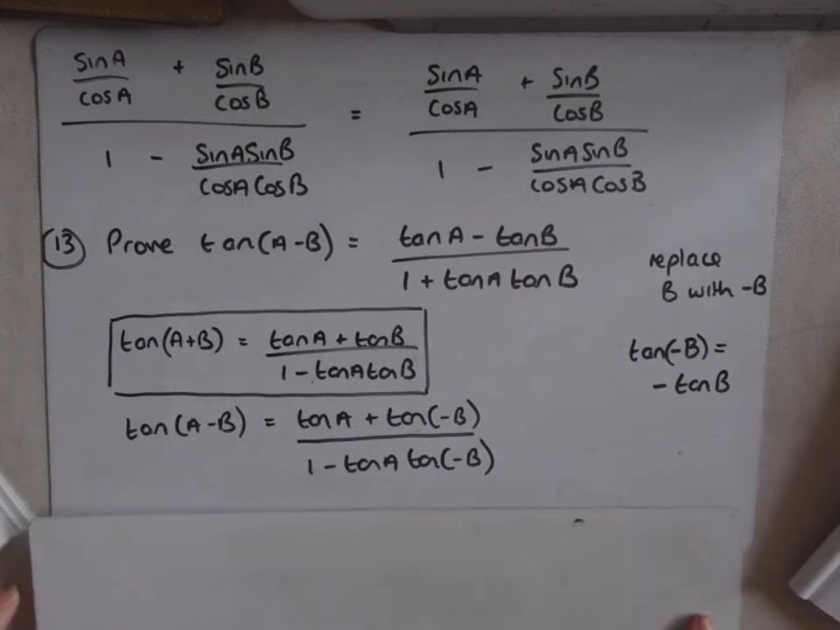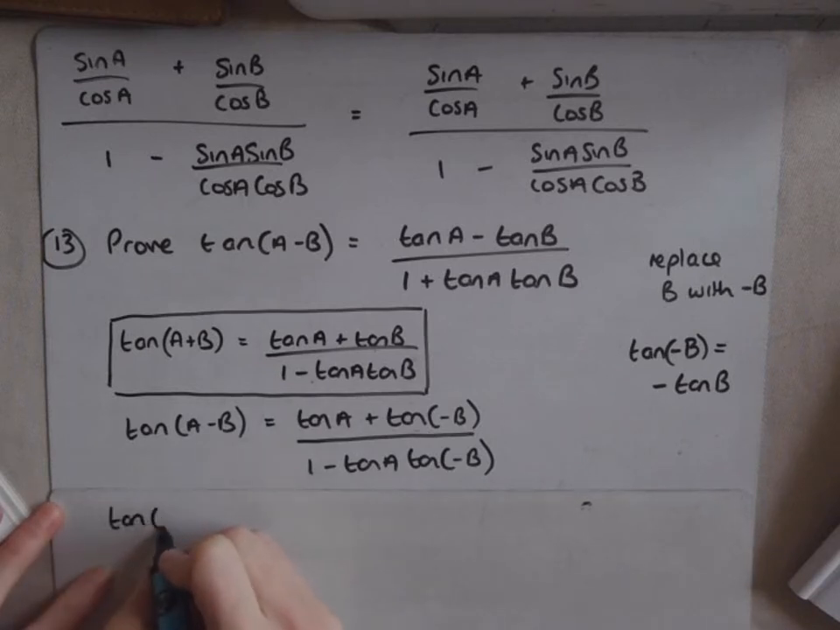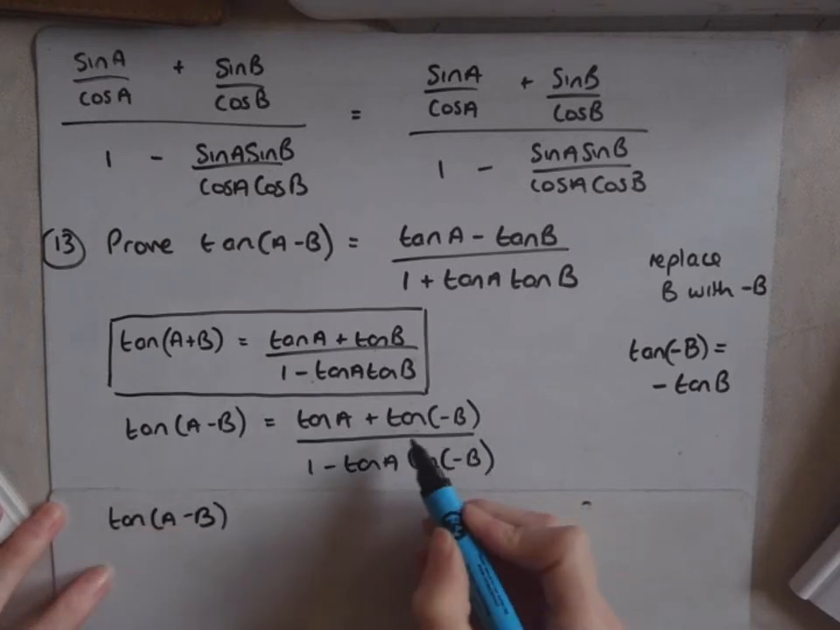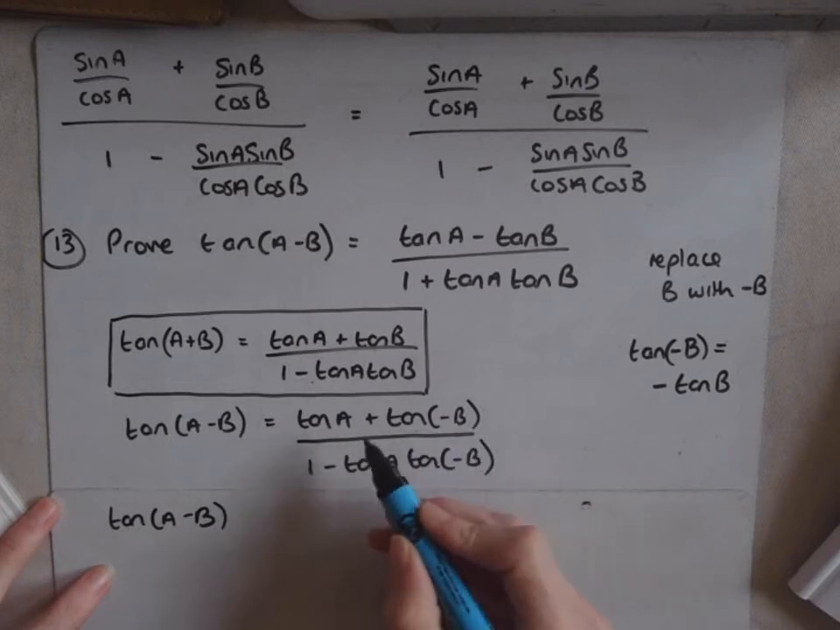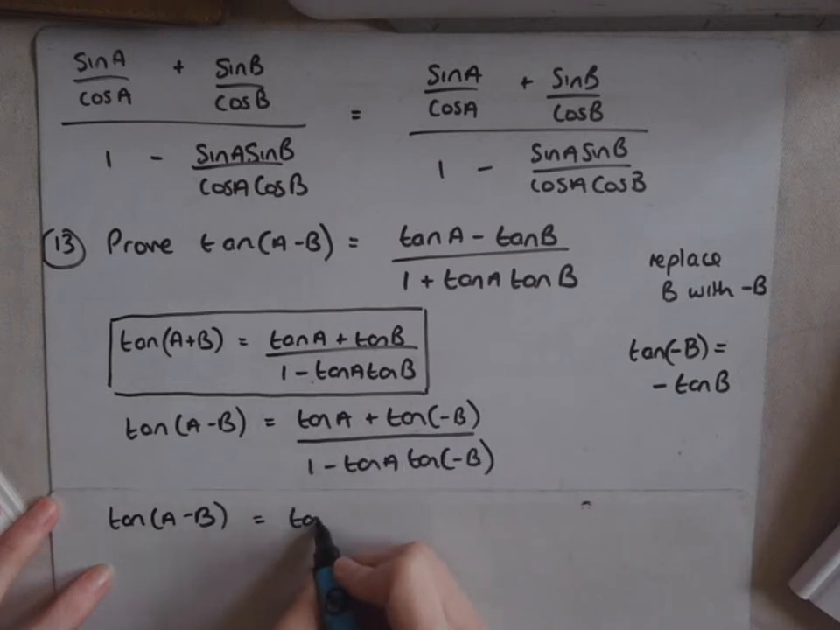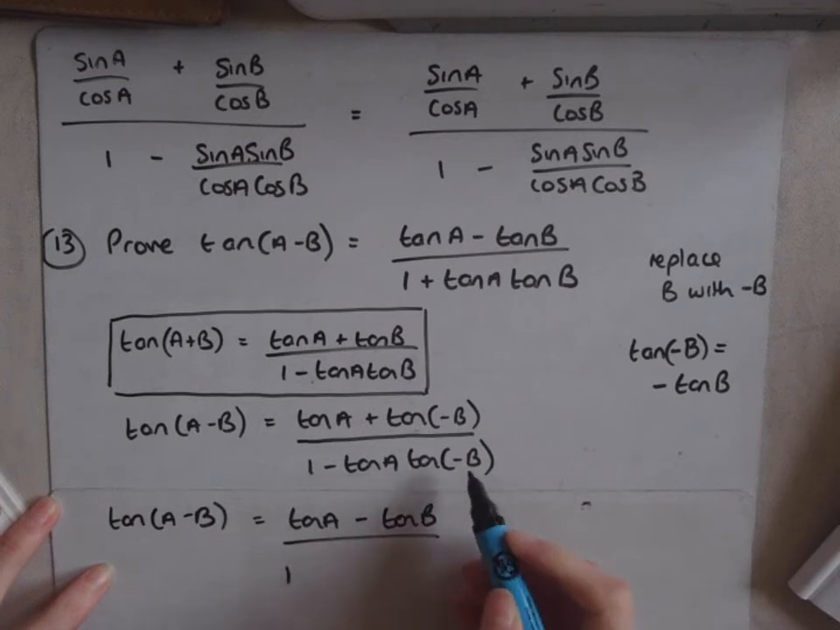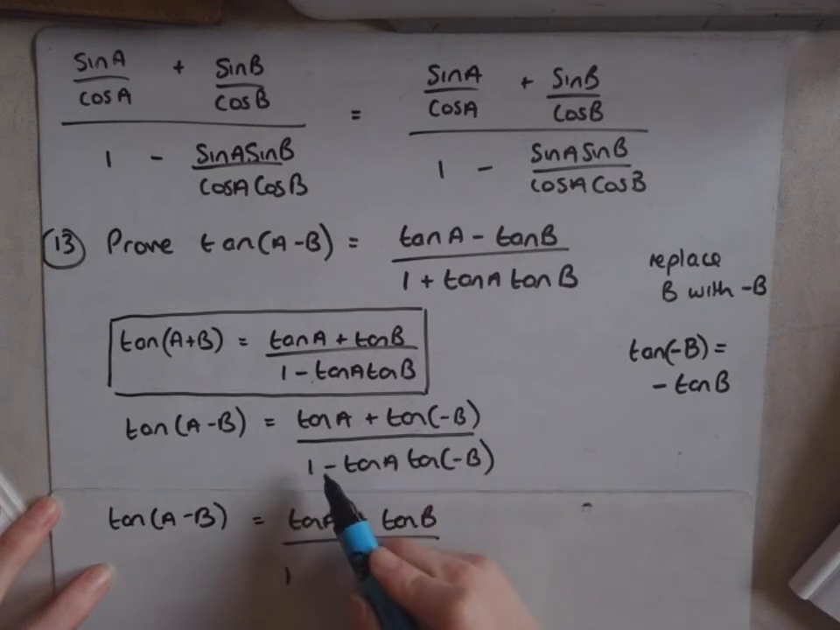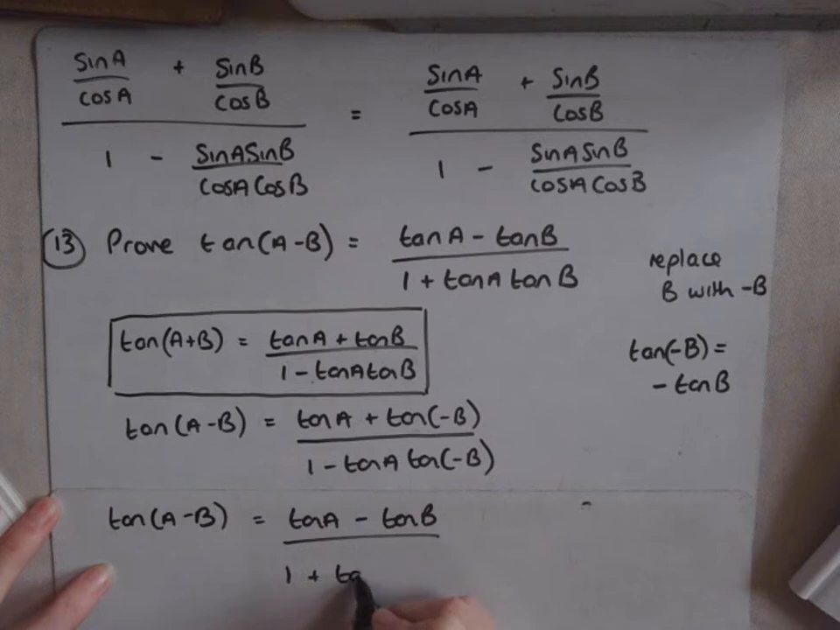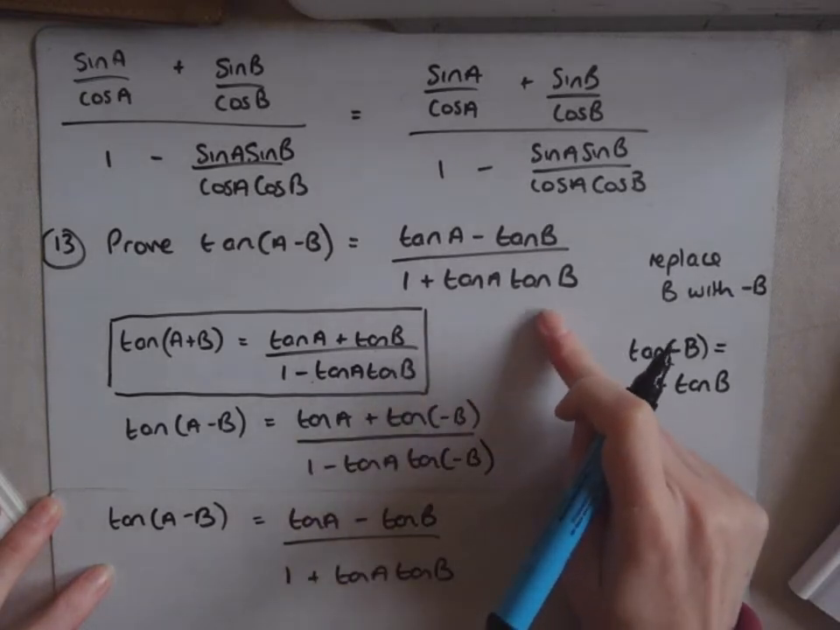So now, anywhere you have tan of minus b, you're just going to change it to minus tan b. Tan A minus tan b. And then that's minus tan b, so minus by minus is plus. And that's what they asked me to prove there and there.